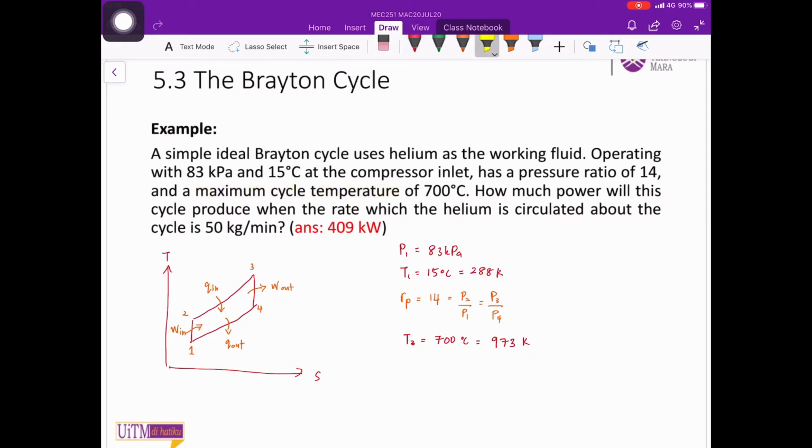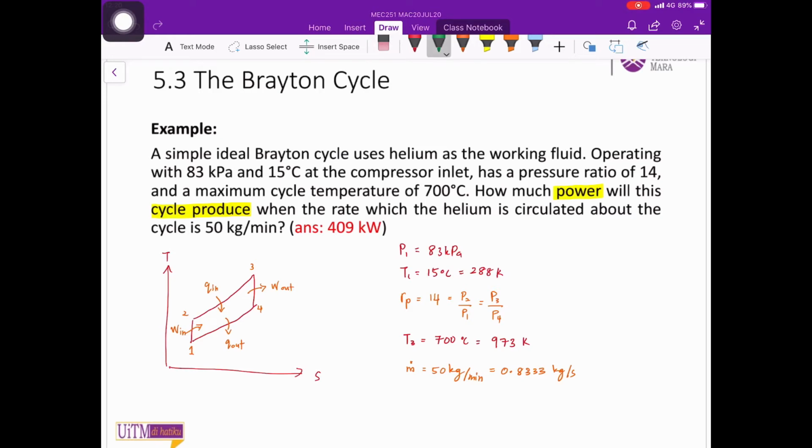And the last information that is being given is the mass flow rate of the helium, which is 50 kg per minute. And if we convert the mass flow rate to the unit of kilogram per second, we are going to get the value of 0.8333 kilogram per second. This question requires us to find the power that the cycle will produce.